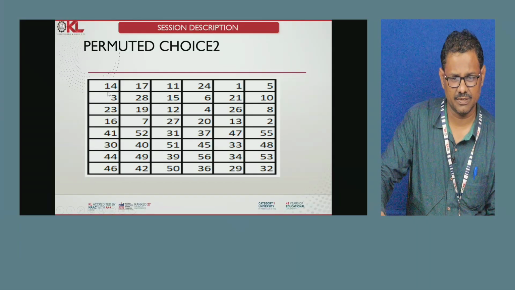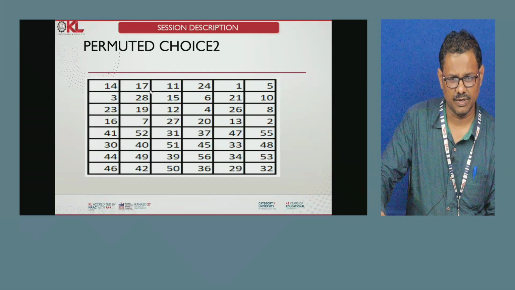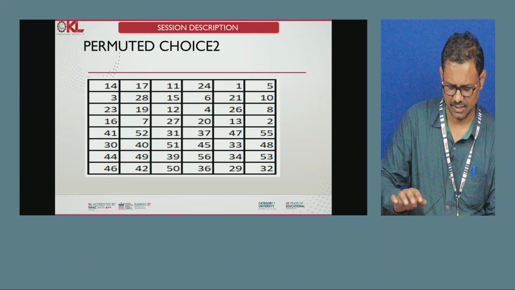These are the bit arrangements of permuted choice 2. Here also we have 1, 2, 3, 4, 5, 6 and so on. These are 48 bits. With permuted choice 2, some bits are missing, which adds some randomness.